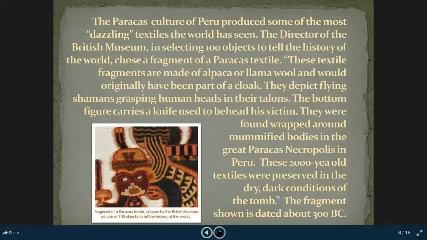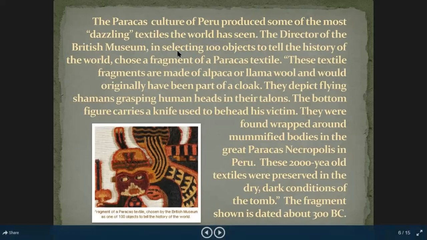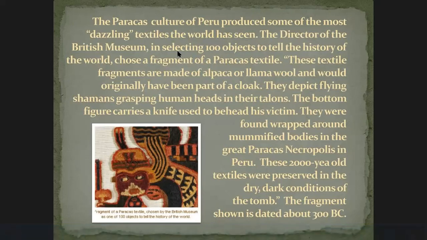From using the bare hands of artisans to the machines used nowadays. The Paracas culture of Peru produced some of the most dazzling textiles the world has seen. This is just an example of the history of how textile art has been made. The director of the British Museum, inspecting 100 objects to tell the history of the world, chose a fragment of Paracas textile. These textile fragments are made of alpaca or llama wool and would originally have been part of a cloak.